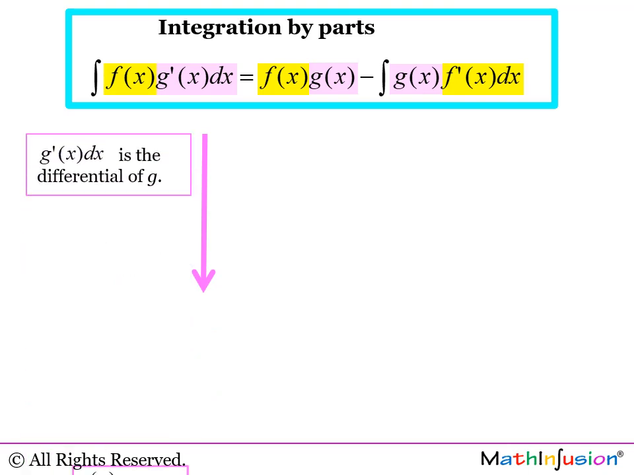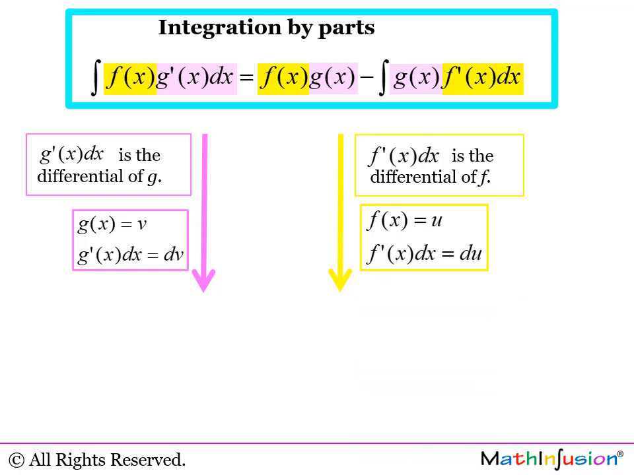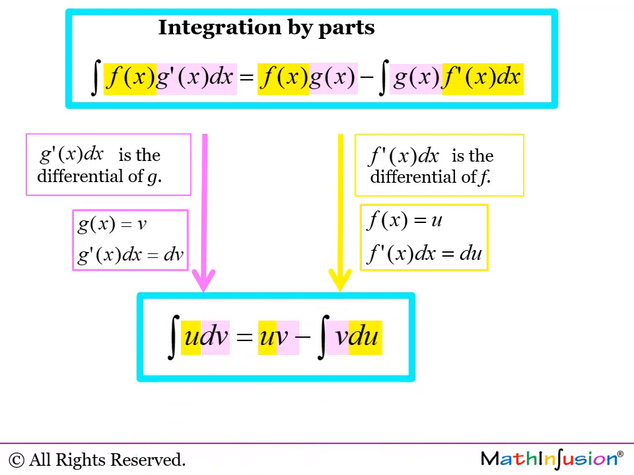As we already agreed, we are not going to use exactly f and g with integration by parts, but we are going to use u and v. So g(x) is the v, g prime x dx is dv, and f of x is u, and f prime x dx is du. So we are talking here about functions and their differentials. The integral of u dv equals uv minus the integral of v du.